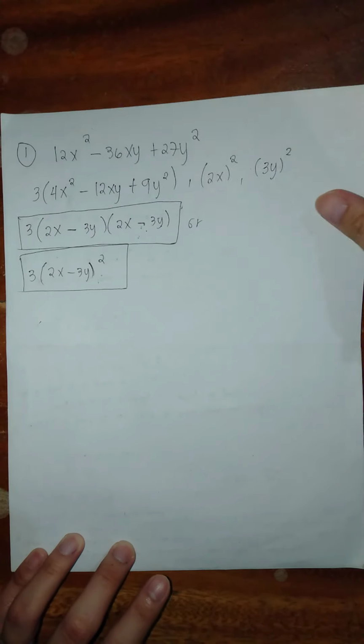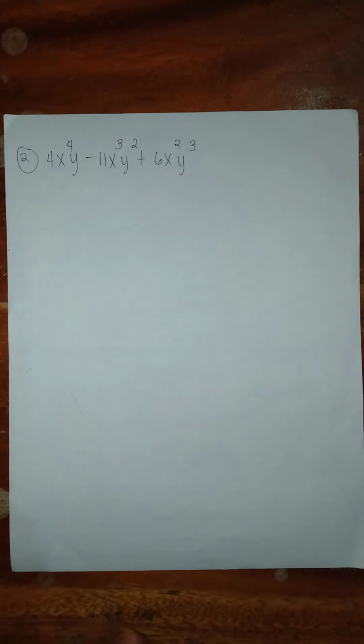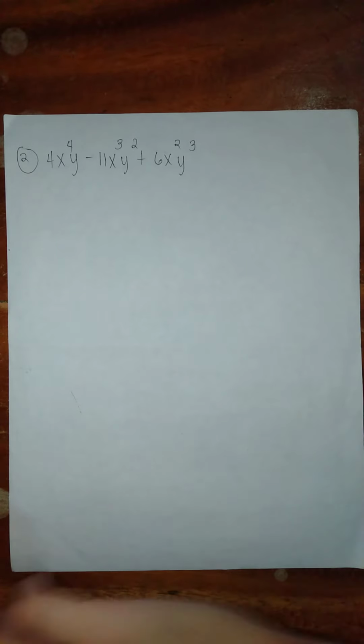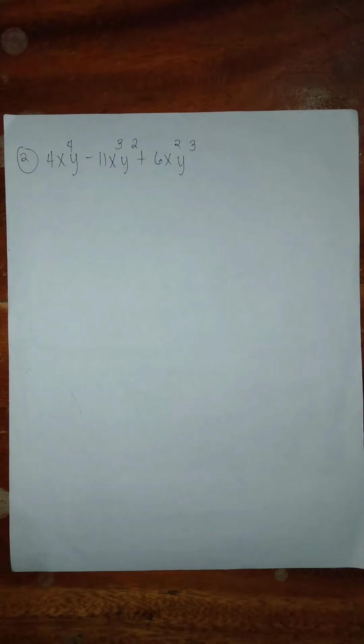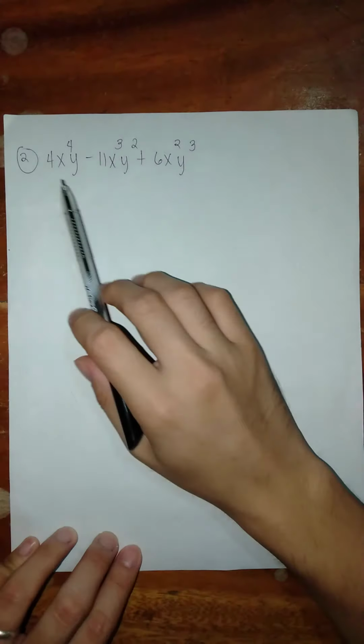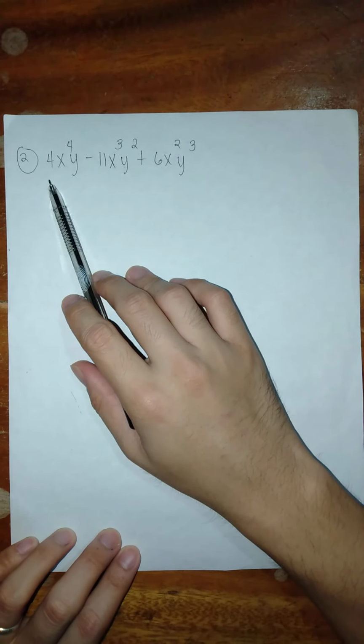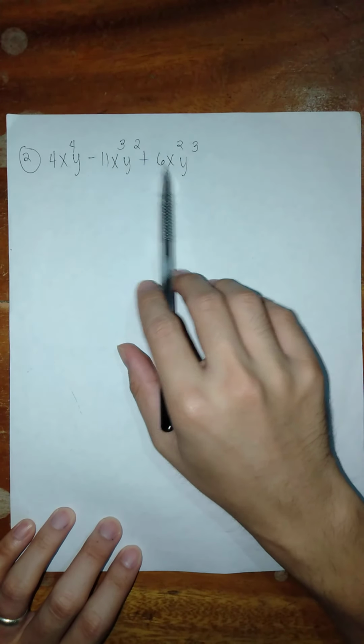Next problem. Ayan. Mahirap-hirap naman yata yun, sir. Paano kaya yan? So, of course, check nyo pa rin kung ano yung common. May common ba dito? Check yung coefficient kung may common factor ba yung tatlo. 4, 11, 6.